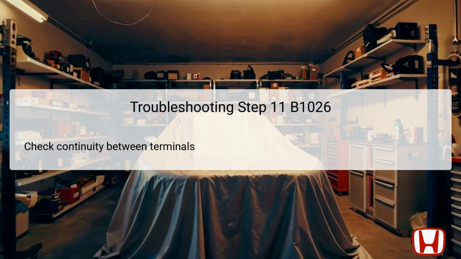For the 11th troubleshooting step, check for continuity between body ground and the front passenger's power window switch 8P connector terminals, number 1, lock, and number 6, unlock, individually. Doing this test evaluates the electrical integrity of the wires connected to these terminals. A continuity test assesses whether there is a complete path for electricity, which is crucial for effective operation.